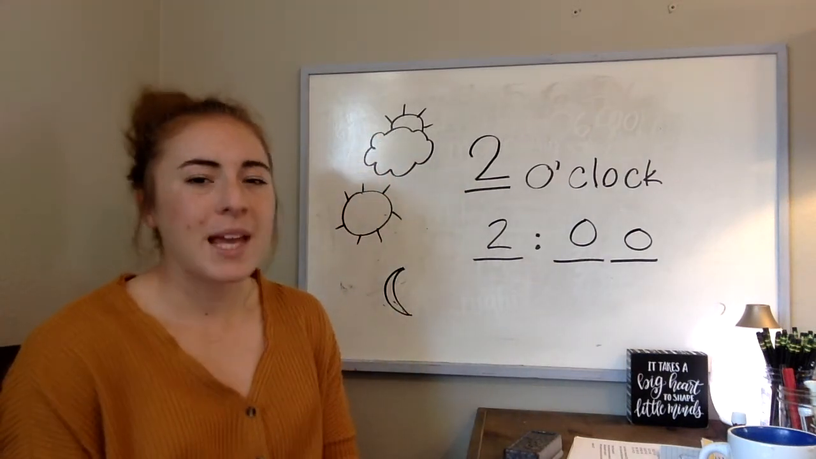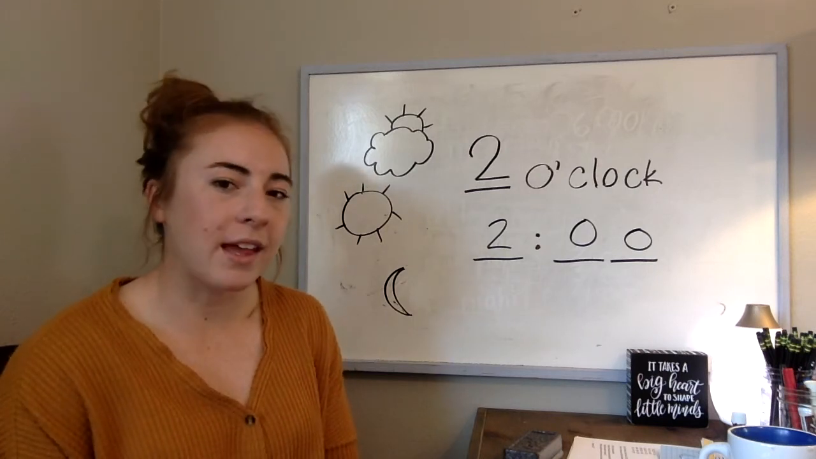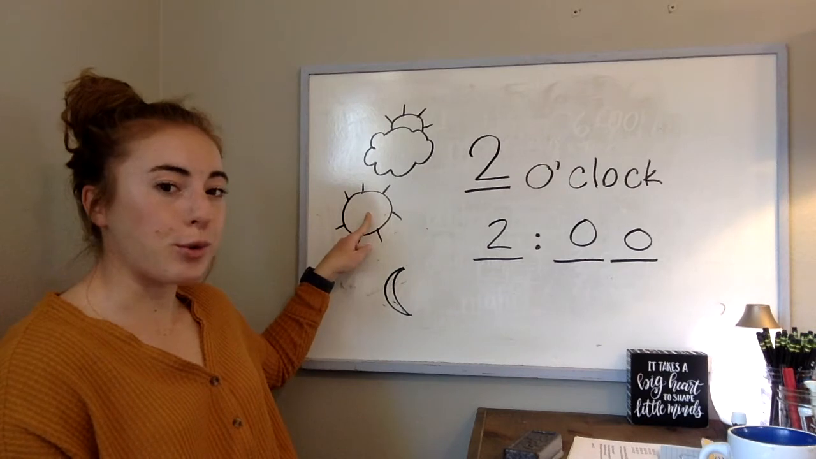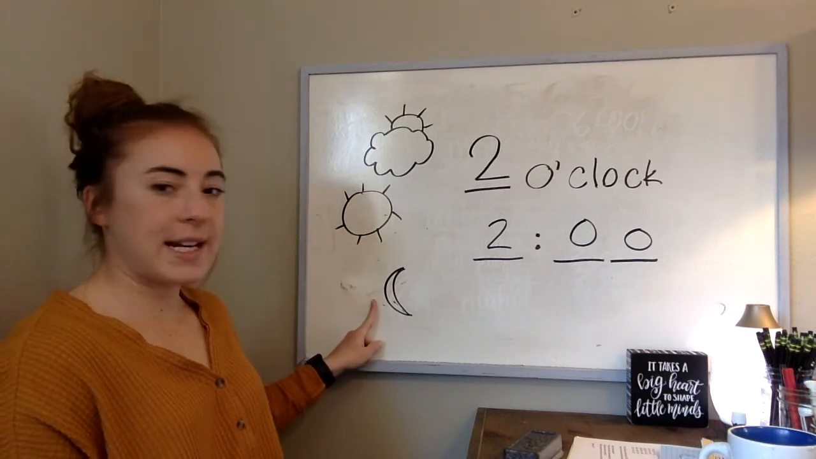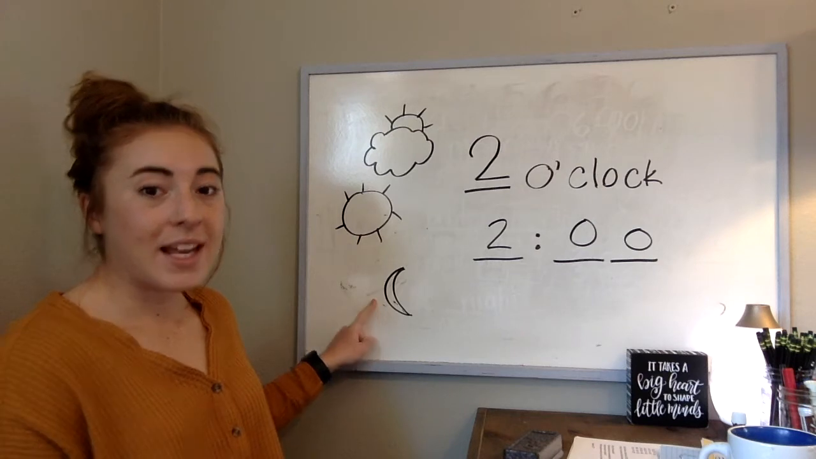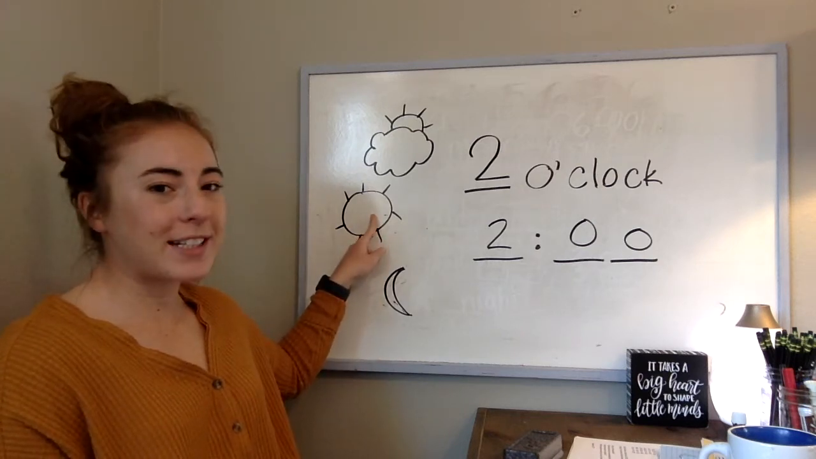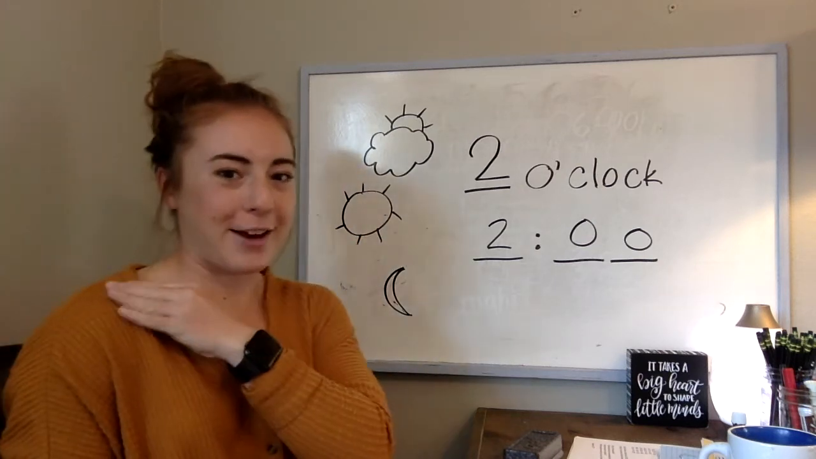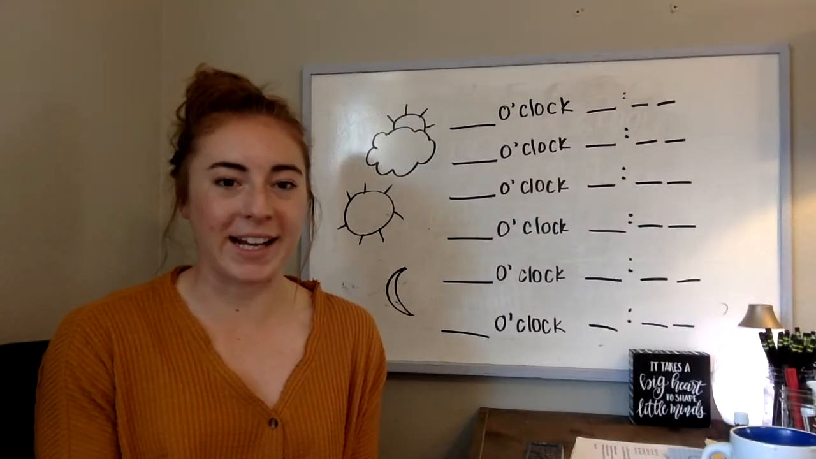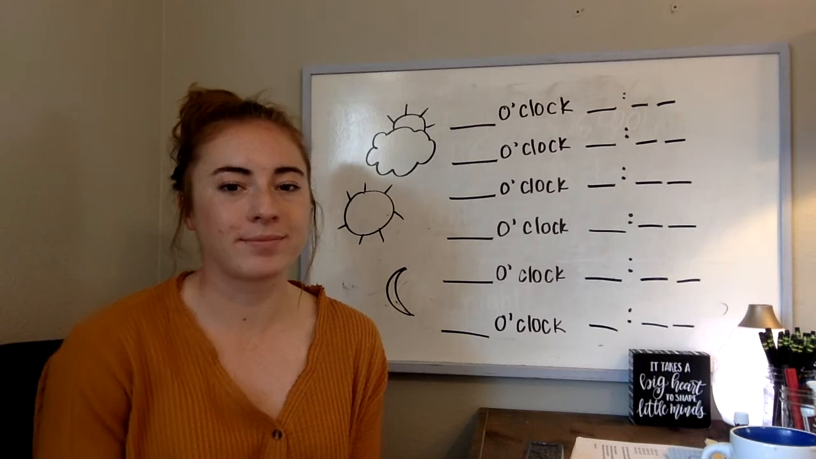Great job. 2 o'clock. Do you think that's a morning activity, an afternoon activity, or a nighttime activity? If you guessed afternoon activity, you're right. Give yourself a pat on the shoulder. Let's keep practicing writing how to say o'clock.